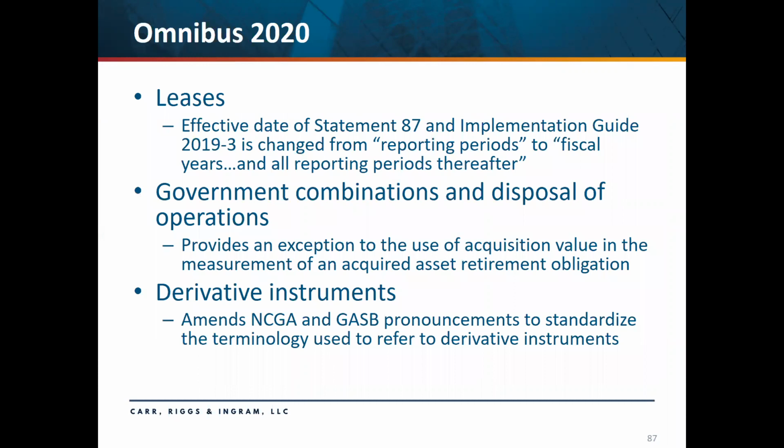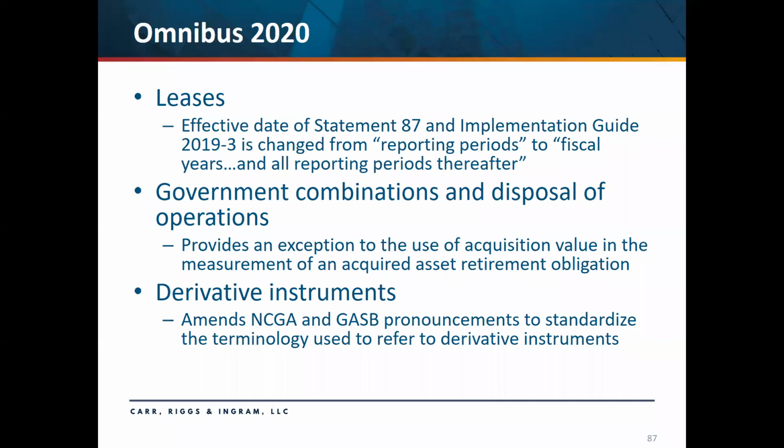Omnibus projects are really going to be related to issues addressed for multiple pronouncements. So I'm not going to go through all these in detail. Just know that there have been some changes for all of these different categories. This comes straight from the 2020 statement that was issued here. So it updated the leases to change some terminology as it relates to Statement 87 and the implementation guide. It's changed from reporting periods to fiscal years and all reporting periods thereafter, right? So they didn't want anyone to think it's only these reporting periods and not subsequent. So you change some of those. Those are the types of things a lot of times that are in these omnibus statements.